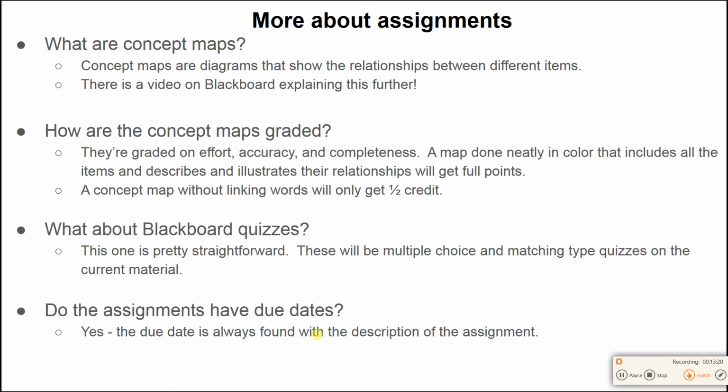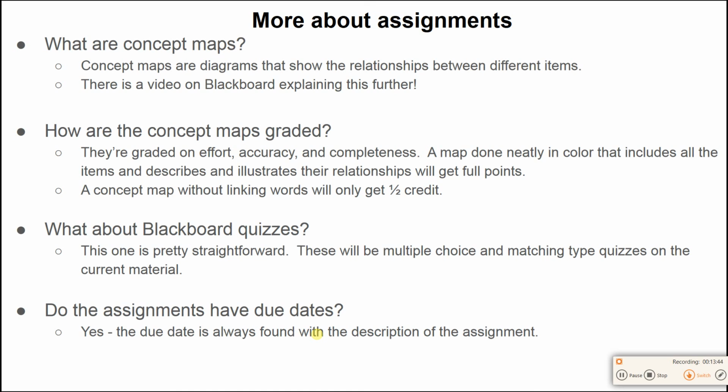A map that's done nice and neat, has some color to it, has all the items, and describes and illustrates their relationships, with linking words in other words, will get full points. If you give me a concept map that doesn't have any linking words, you'll automatically only get half credit. So again, watch that video about concept maps. It is in Blackboard. You'll find it.